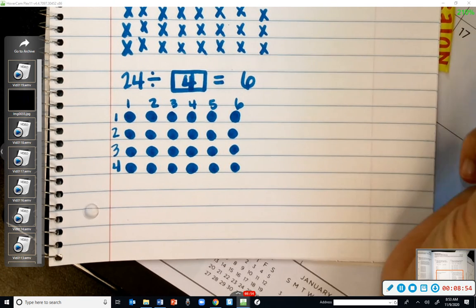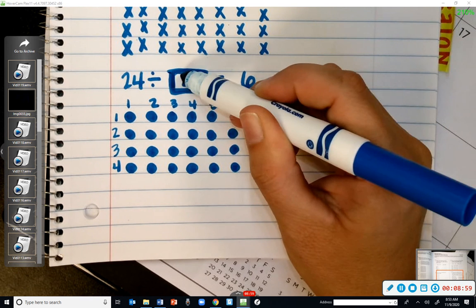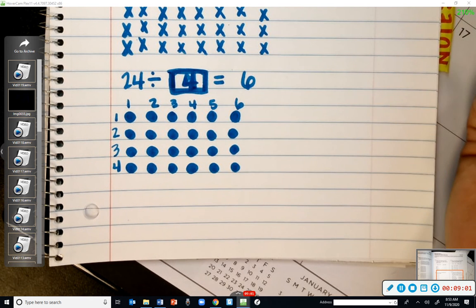So you can still work it out the same way if this one's missing, okay? The divisor.